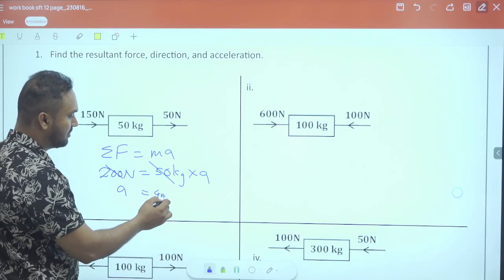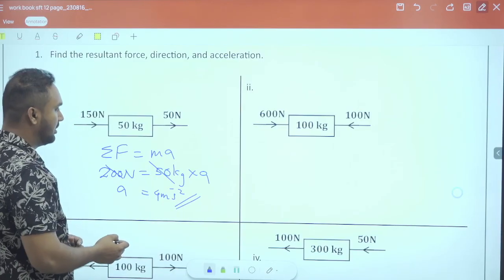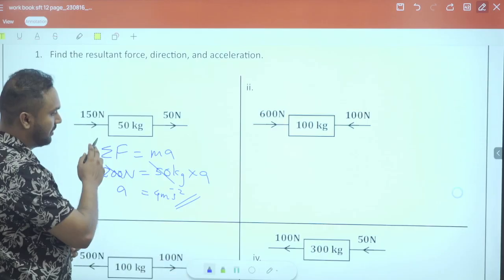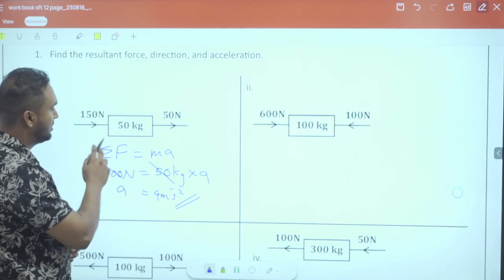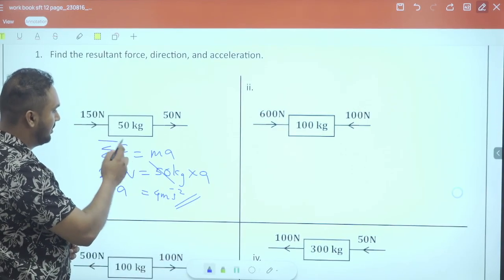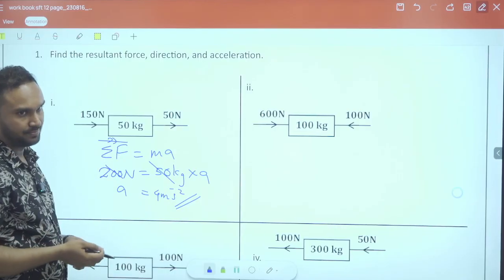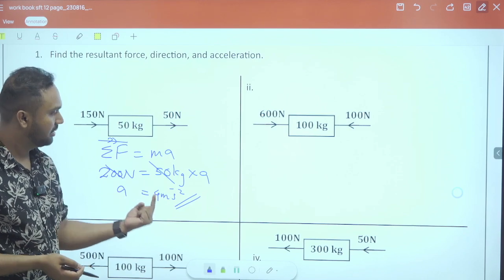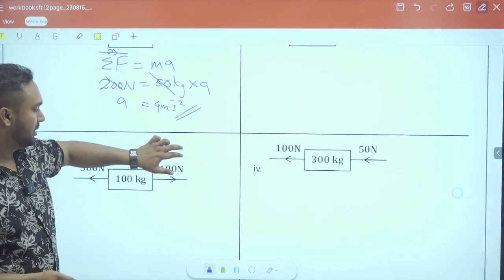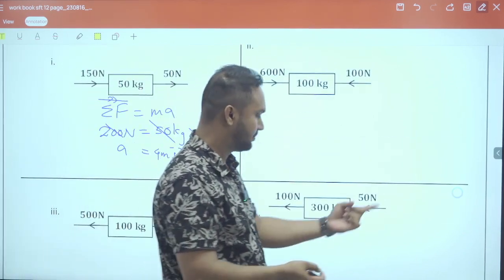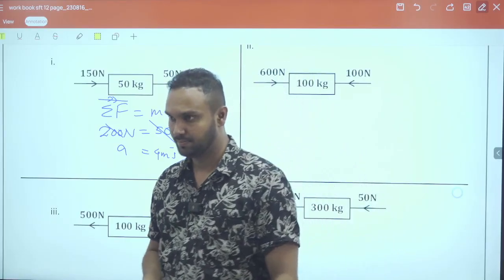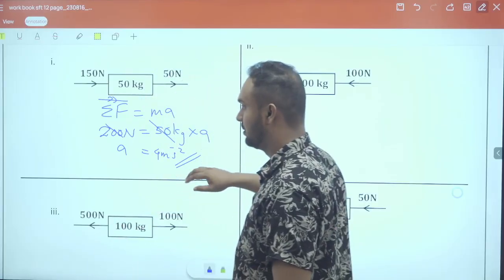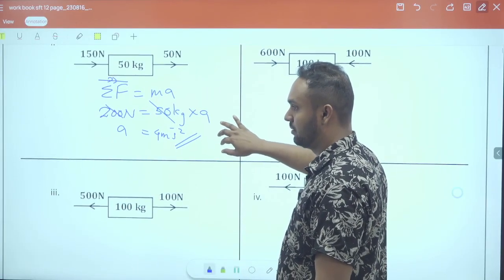4 ms^-2, and you have to write the direction, right? Now the direction of the resultant force, you should put it somewhere in the equation. Now where should the direction be? From left to right, we write it with two arrows on the top of sigma F. This is the direction, and this is the acceleration. Now do these three questions really fast in the workbook.